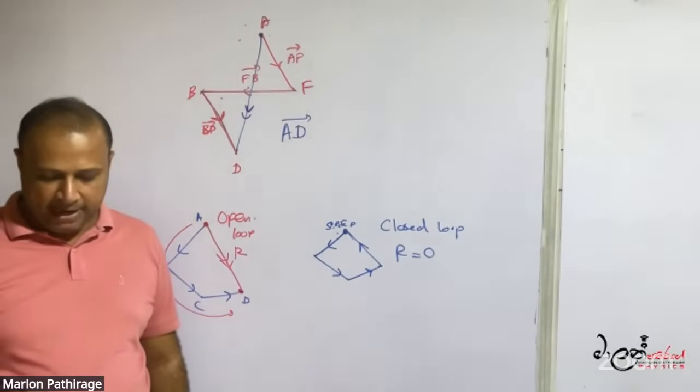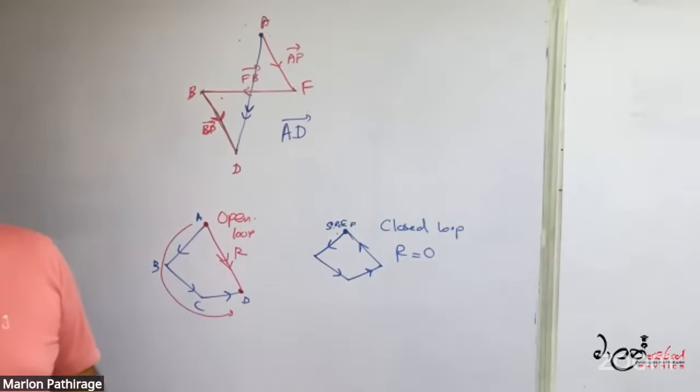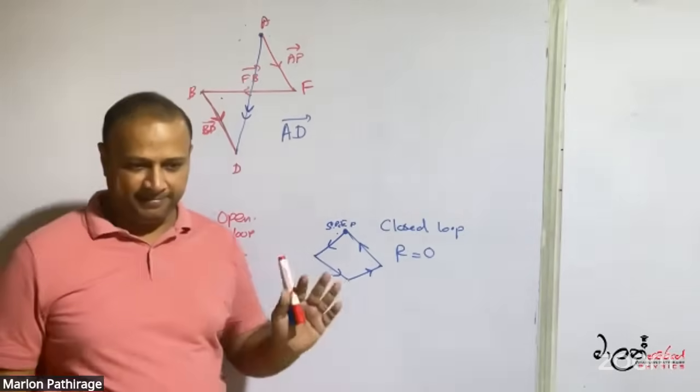Therefore, the answer is A to D. The answer is the A to D vector. The answer should be the A to D vector.